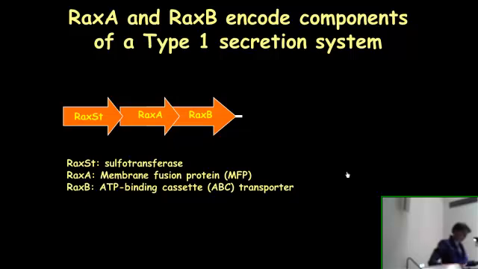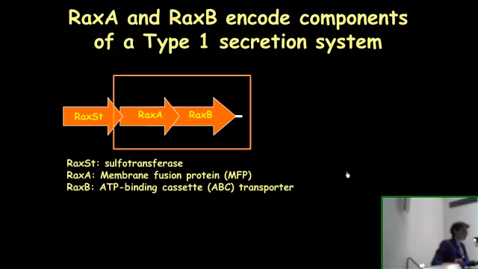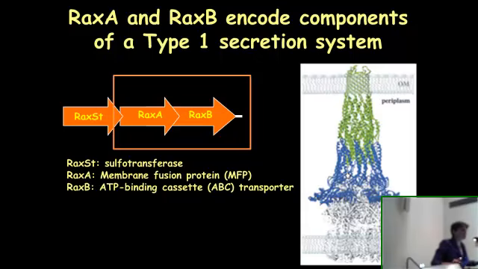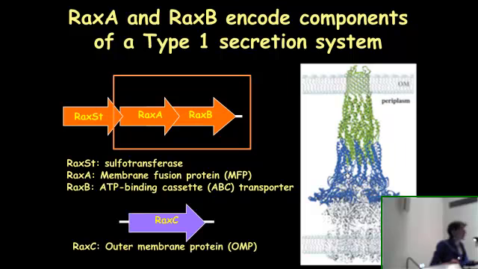But instead, we ended up with these proteins, and RaxA and RaxB form components of a type 1 secretion system. This type of system sends molecules from inside the cell to outside the cell. RaxA and RaxB work together with an outer membrane protein called RaxC. And mutations in any of these 4 genes completely destroyed AX21 activity. So all 4 of these genes were required.